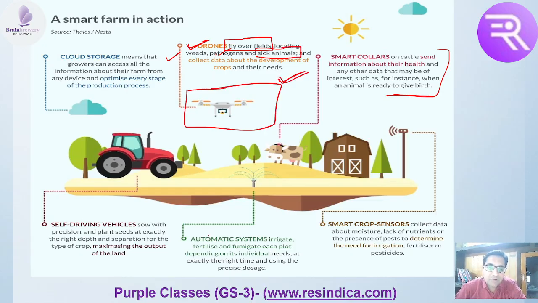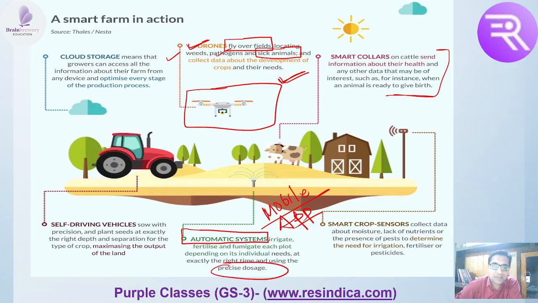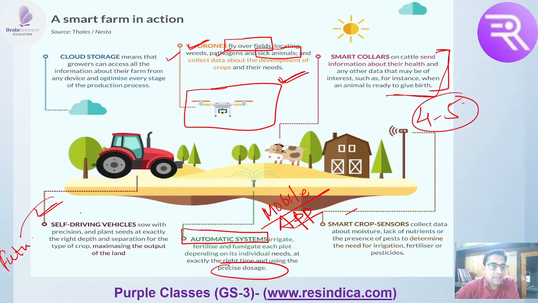Then there is an automatic irrigation system, a micro-irrigation system. When the field senses that this part needs water, or you see that the field is getting drier, you can open up the irrigation facility with the help of your mobile app and apply precise doses. Then self-driving vehicles are there, but that is still the future I'm talking about. Smart crop sensors can be put in place within 4 to 5 years, but self-driving vehicles will come after a certain time.